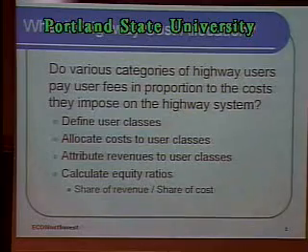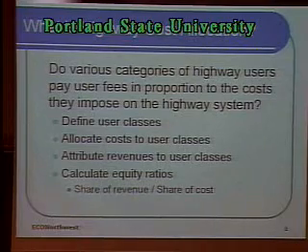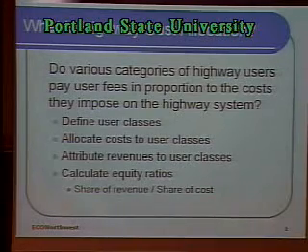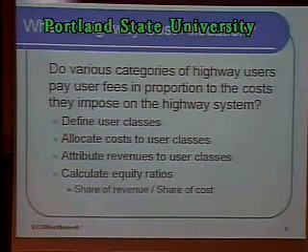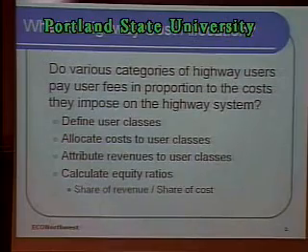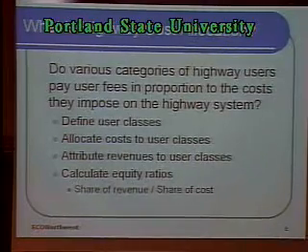Highway cost allocation attempts to answer the question, do various categories of highway users pay user fees in proportion to the costs they impose on the highway system? So there's actually a lot more to it than just allocating costs. First, you need to define user classes. Then you allocate the cost to those user classes. And then you also have to attribute revenue to user classes, which can be as complicated as allocating costs. And then calculate equity ratios, which are the final answer of the study.